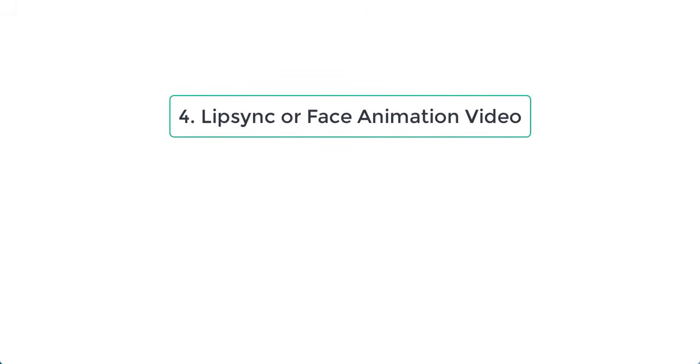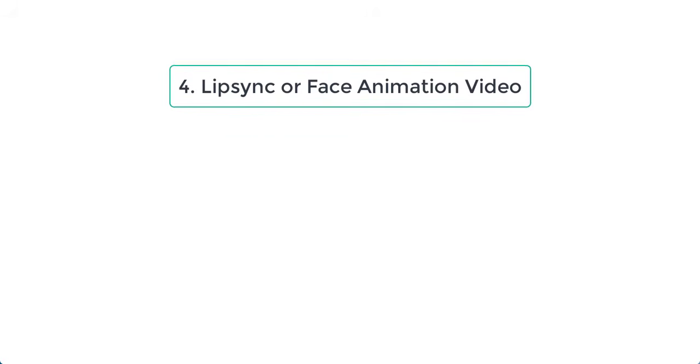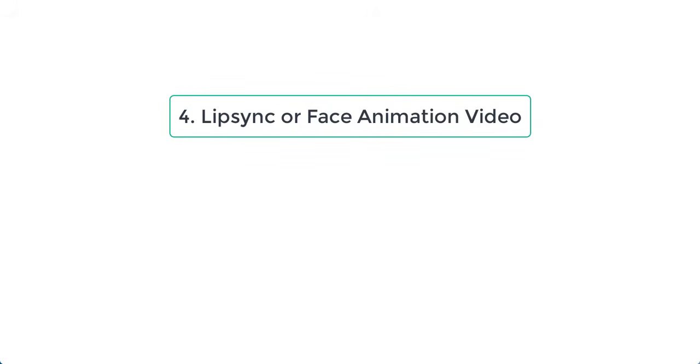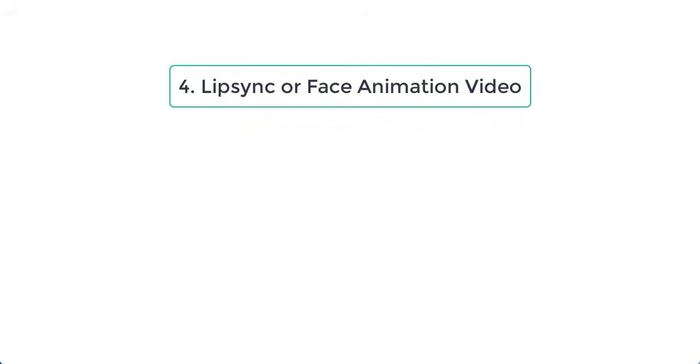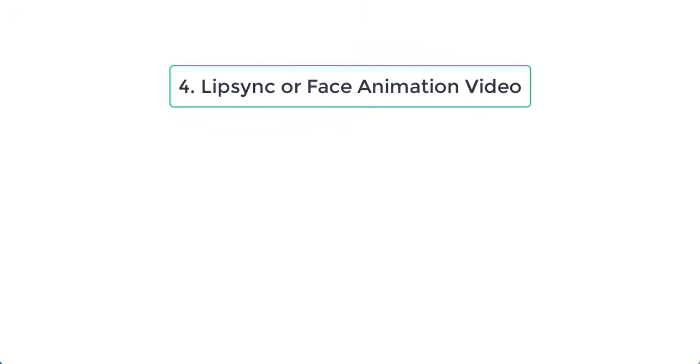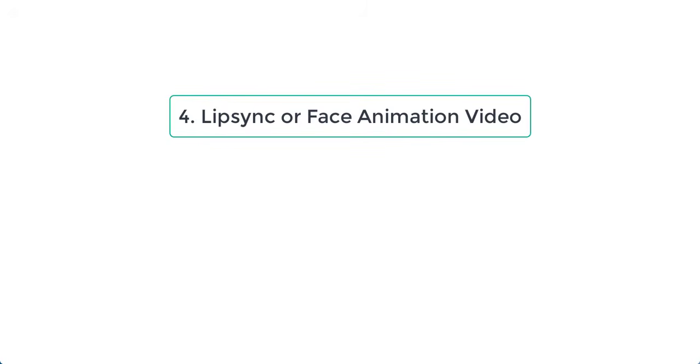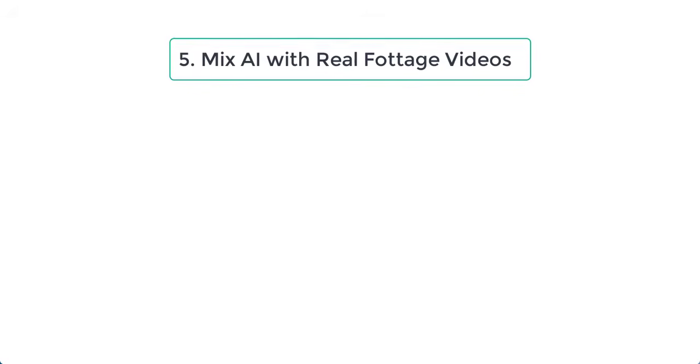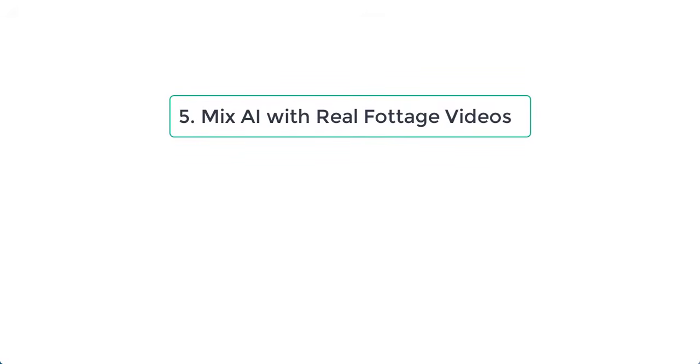Number 4, lip sync or face animation videos. This is also another video that you can create using AI. So this turns a photo into a talking avatar. So you just have to get your image and it will turn the image into a video with voice over or voice lip sync. Number 5, which is the last one, that's a mixed AI plus rare footage videos.